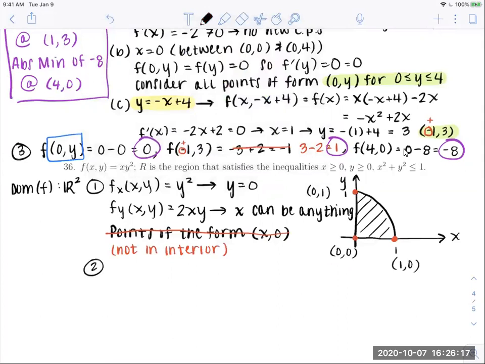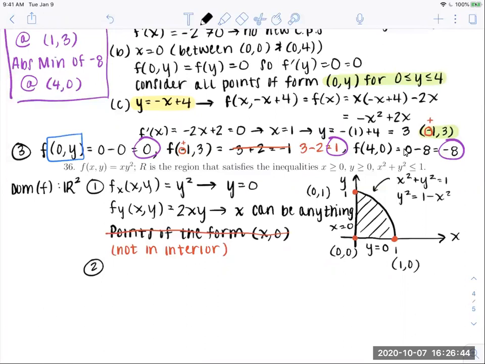All right, so next we need to come up with equations for the boundary lines and curves. The straight lines are easy. The x-axis is y equals 0 and the y-axis is x equals 0. So then how about this circle? We know that it's x squared plus y squared equals 1, but let's solve for one variable. We have y squared equals 1 minus x squared.